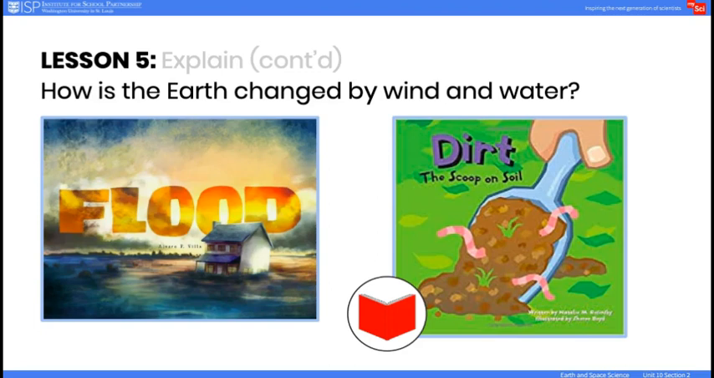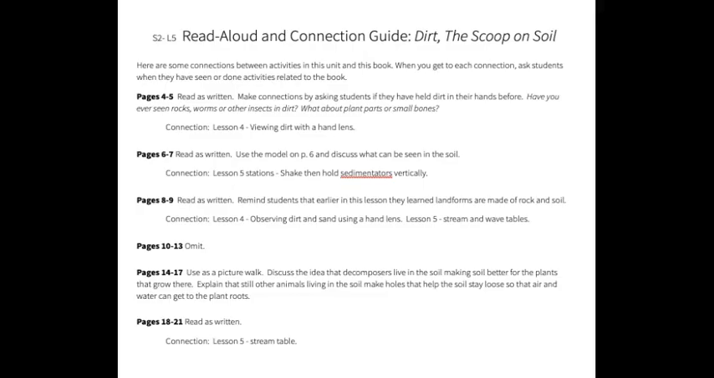Guide students to make connections between all the activities they have participated in during this lesson. Finally, return to the book Dirt, reading it or rereading it to make connections between what is read and the activities students have done during this lesson. A read-aloud guide for the book Dirt is on teacher page 18.